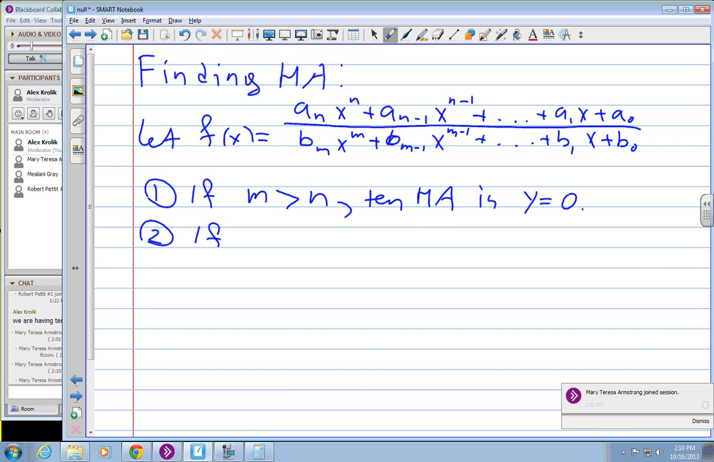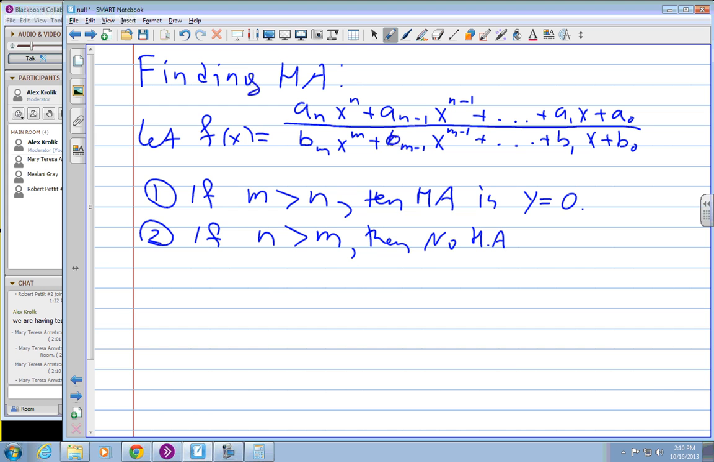Two, if the degree of the numerator is bigger than the degree of the denominator, so the numerator is growing faster, it's a much larger polynomial, then what is the horizontal asymptote? None. Then no horizontal asymptote. It can only have one horizontal, you can only have one, for rational functions. You can have other functions that might have different horizontal asymptotes.